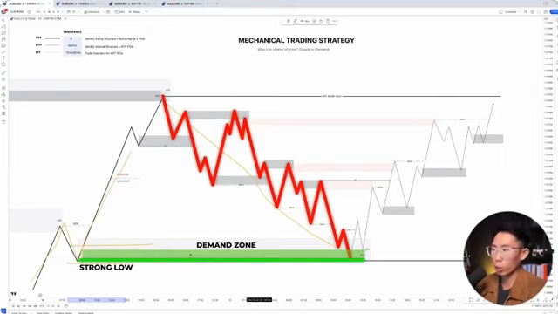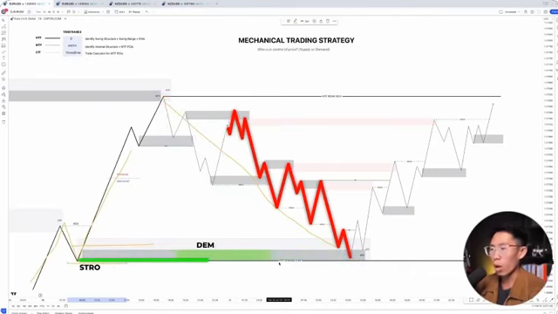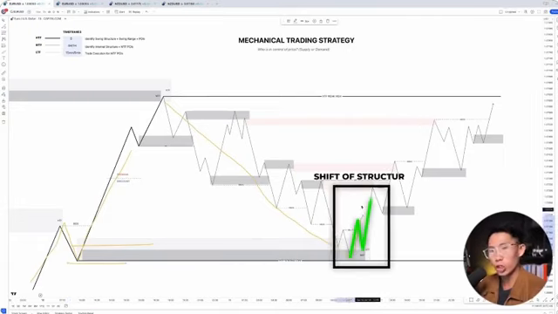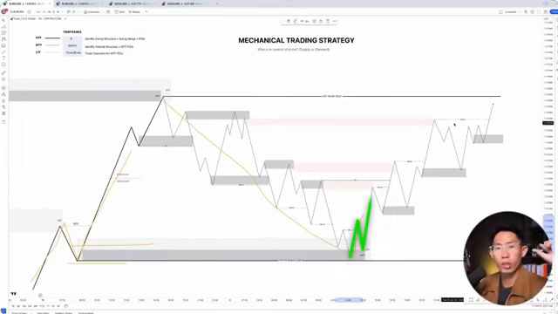So that is when price gets to this demand zone, right, this higher time frame demand zone, and at this strong low, that is when we know that this pullback could potentially end soon. And that is when we know that price is going to turn bullish again, right? Shift of structure, shift of order flow, flip from supply to demand, and right now the internal structure is aligned with the external structure, the swing structure, and yeah, basically it's bullish, right?